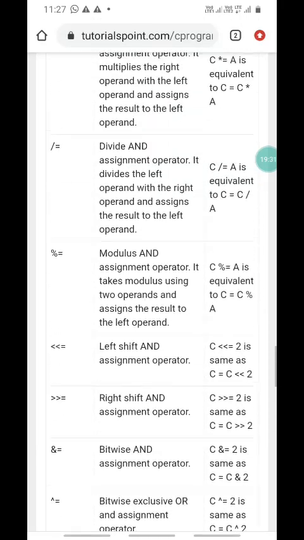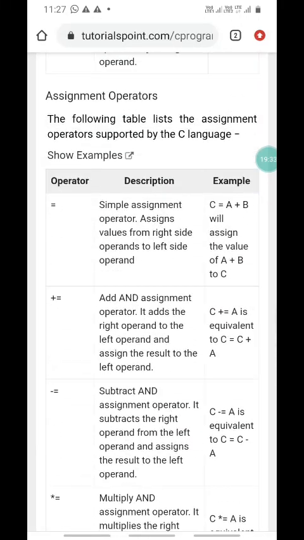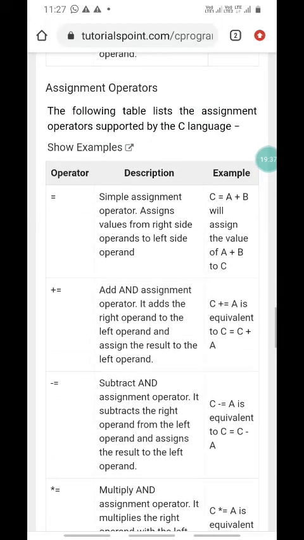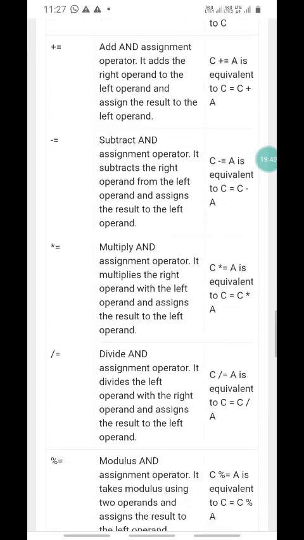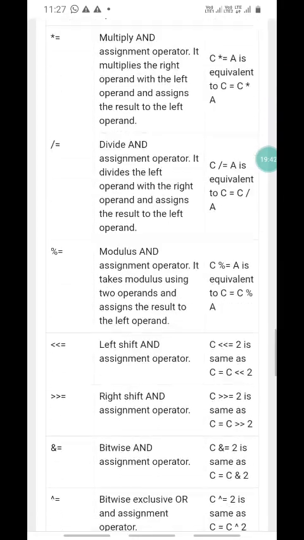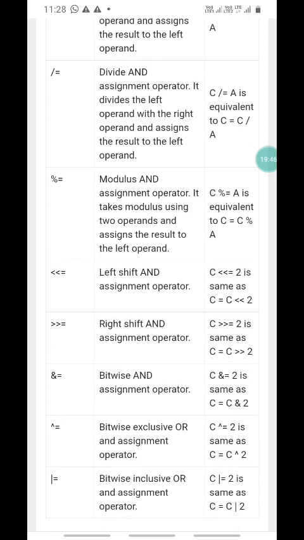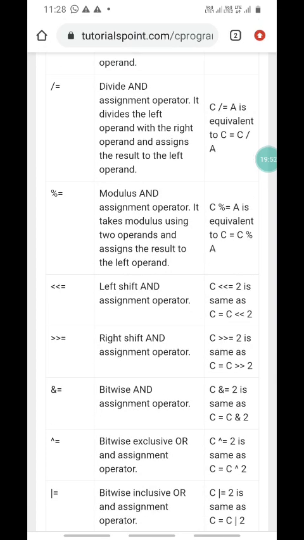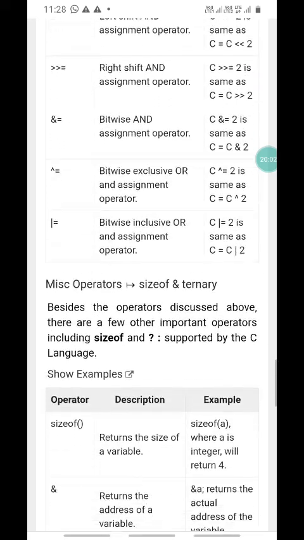These are the examples of the assignment operators in C++. For left shift, right shift, bitwise exclusive OR and bitwise inclusive OR, some parts are missing in the chart, so I will give you a brief explanation of these operators in the next lecture.